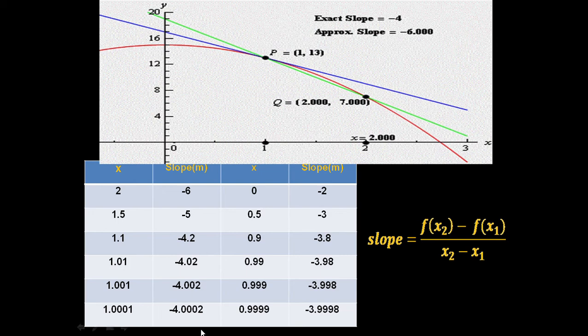So we could see when the points are nearer to 1, because we have to find out the tangent through x equals 1. So you could see when we are considering a point nearer to 1, that is 1.0001, then our slope is coming almost minus 4, very near to minus 4. And also when from the left hand side we are approaching towards 1, then also the slope is very near to minus 4.